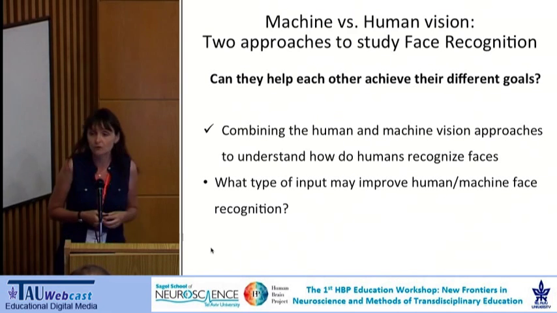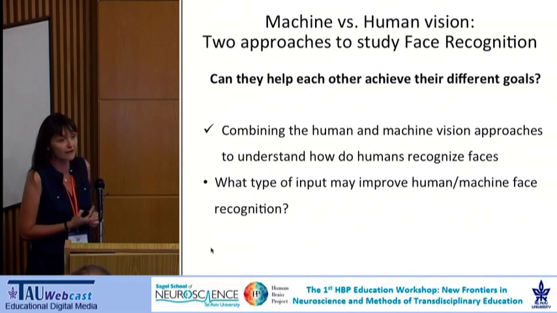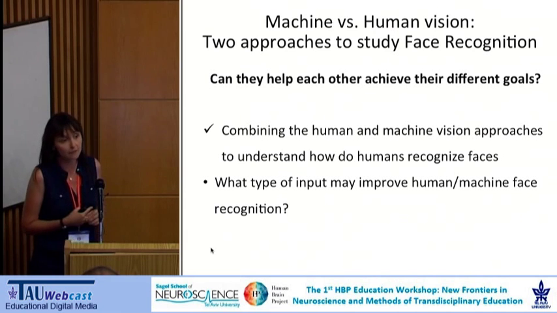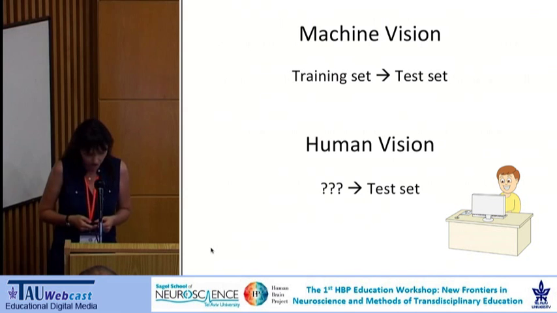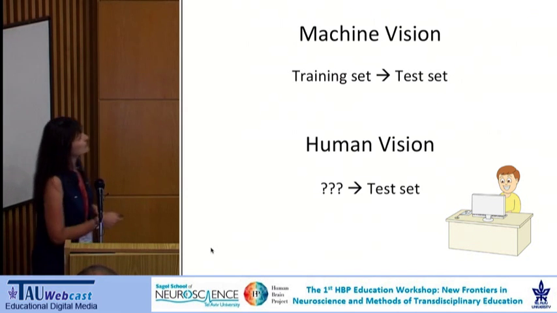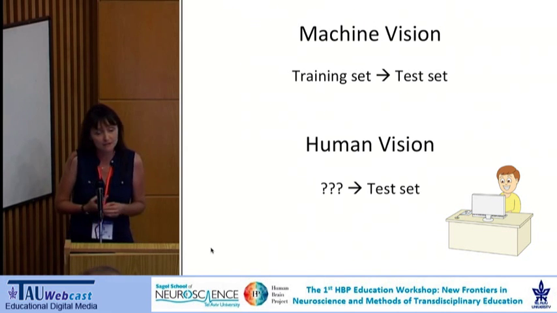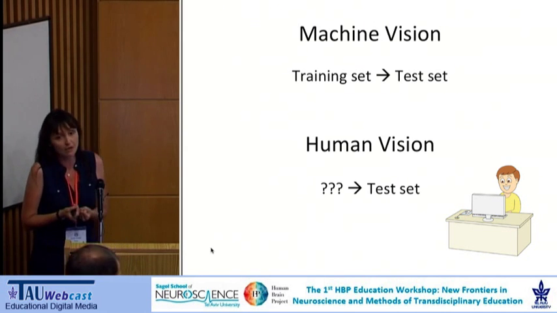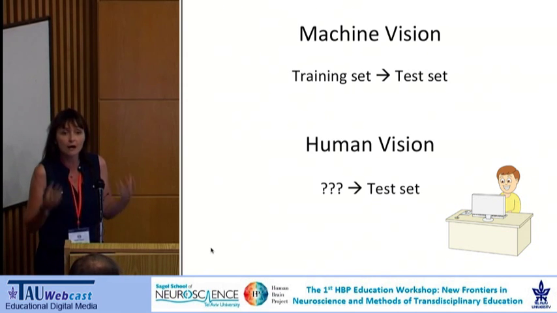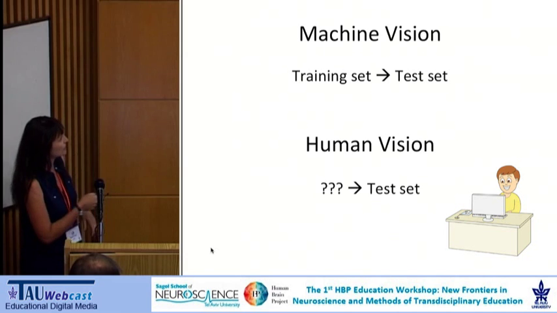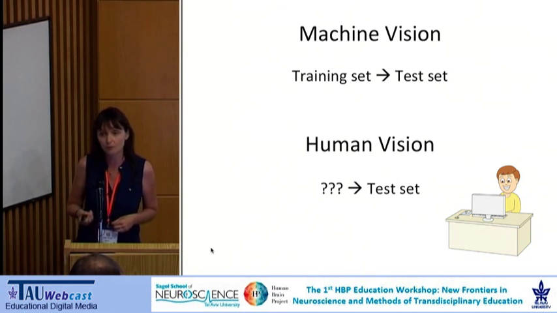The other question I want to talk about is the type of input that we want to provide the system in order to be able to get a good face recognition ability. So what I mentioned earlier is that in machine vision, we basically have the training set. We decide what is the training set. We give those images to the algorithm, and the algorithm is actually going to learn how to recognize faces based on this training set. In humans, we don't know what the training set is, but we know that the training set is actually important. Why don't we know?